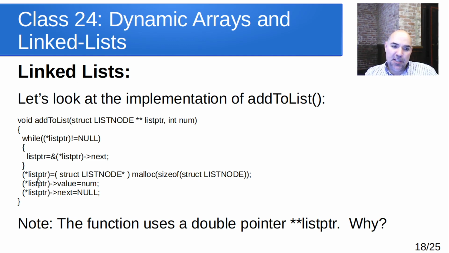And here it is changing it right there. We're saying when we get to the one that has the null in it, go to that address in memory and change it to whatever address malloc returned.